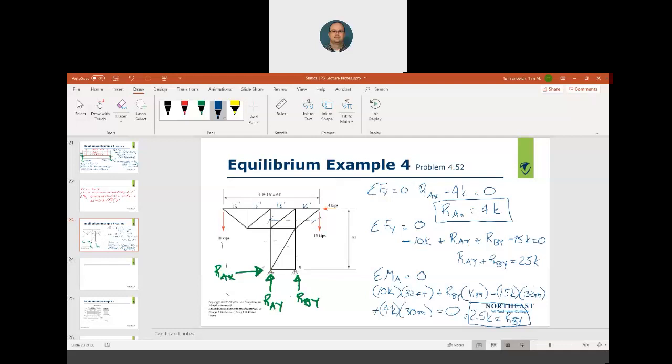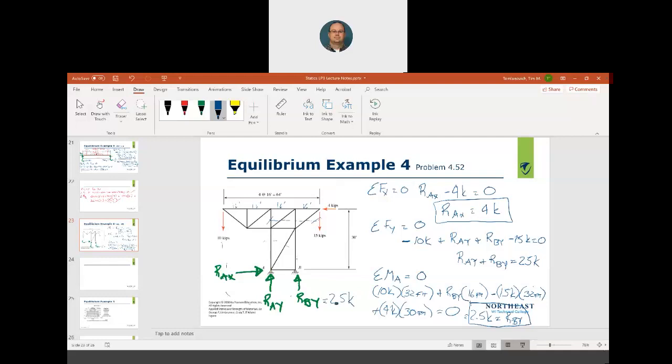10 times 32 minus 15 times 32 plus 4 times 30. Whoa. 10 times 32 minus 15 times 32 plus 4 times 30 is negative 40. There we go. Divided by 16, right? We're doing the algebra. It comes to a negative 40. That goes positive when I move it to the other side of the equation. Divided by 16, and I get 2.5 kips. So this equals 2.5 kips.